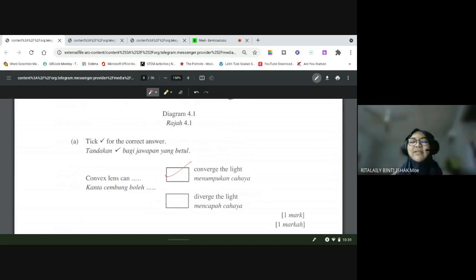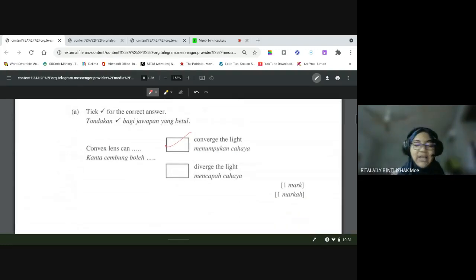So be careful, baca semua. Okay, jangan ada yang tertinggal. Dan kalau rasa-rasa tak boleh jawab, nak jawab soalan yang lain dulu, jangan lupa cek balik. Kadang-kadang kita kata, okay, susah nanti kita jawab soalan nombor 2. Okay, susah kita jawab soalan nombor 3 kan. Biasa kita buat macam tu kan.